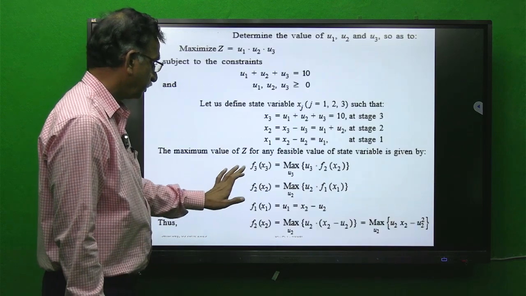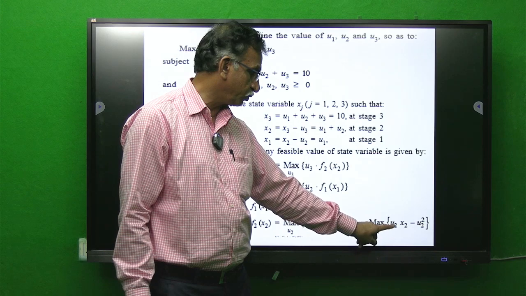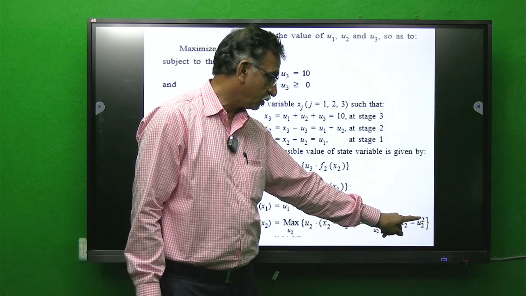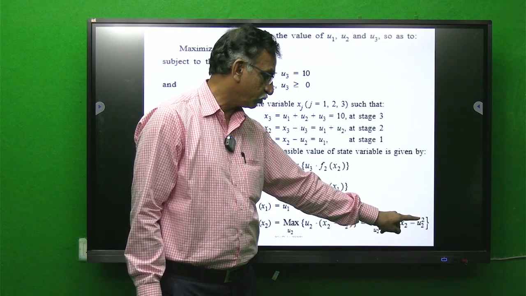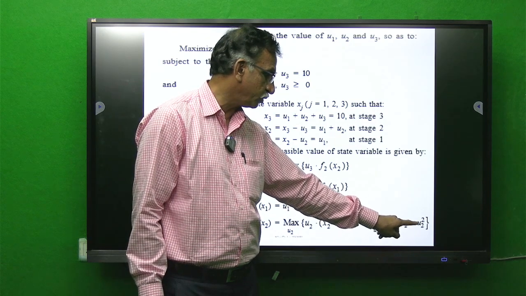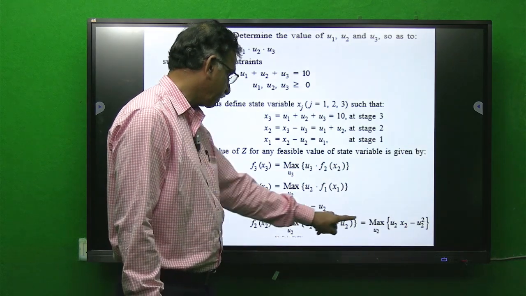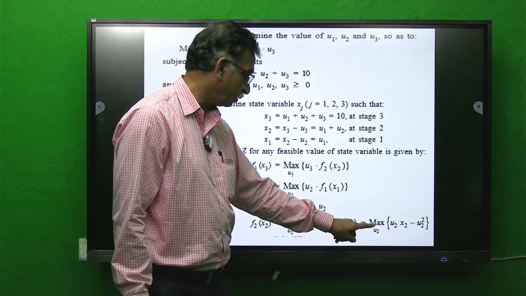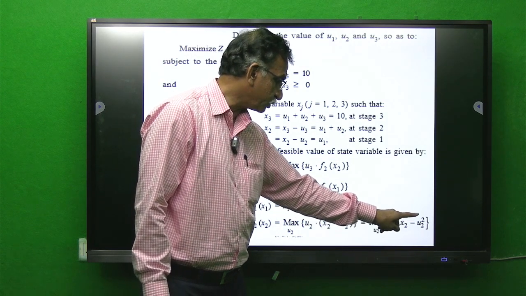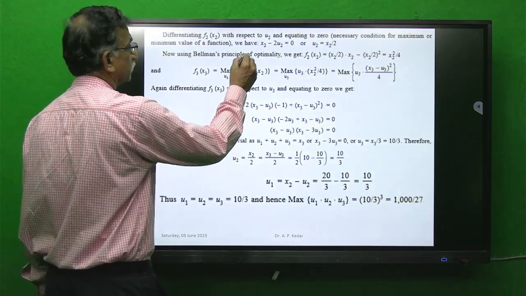So how come? Differentiation of u2 with respect to u2 is 1, so that gives x2. Then minus u2 square: differentiation of u2 square with respect to u2 is twice u2. So ultimately, when I differentiate this with respect to u2, f2 x2 gives x2 minus twice u2, and you have to equate that to 0. So ultimately our answer is this.